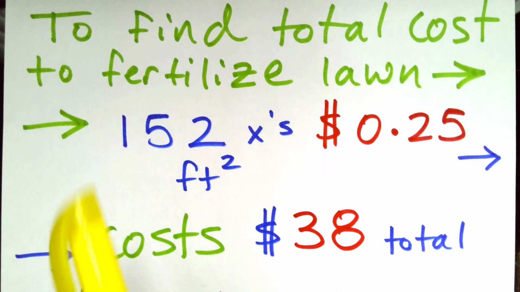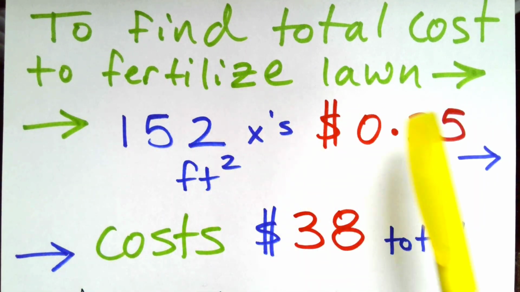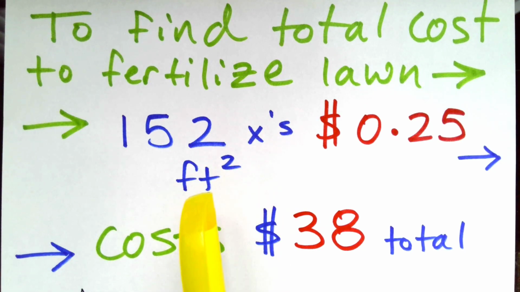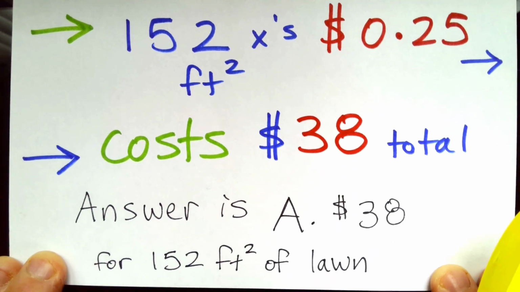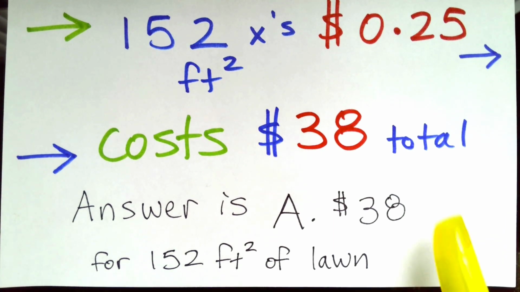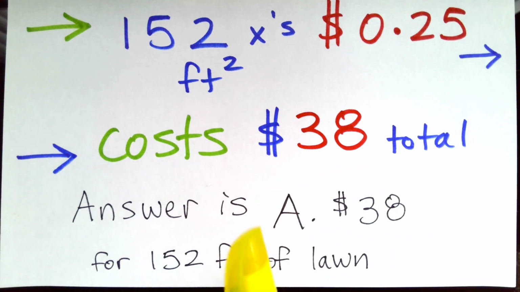All right, so again, in order to find that value, you have to multiply 152 square feet times 0.25. That gives you the total cost of $38 and no cents. So remember, in the instruction, you've got to round up the value to each dollar. So here, this is values rounded up. $38 is your answer in order to fertilize 152 square feet of lawn at 25 cents per square foot.